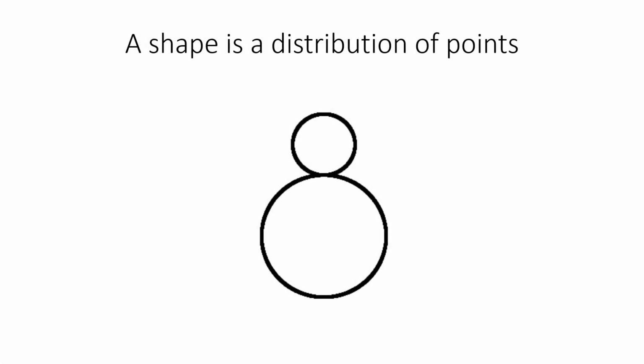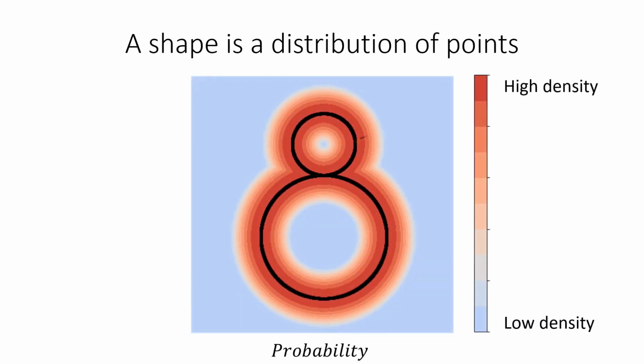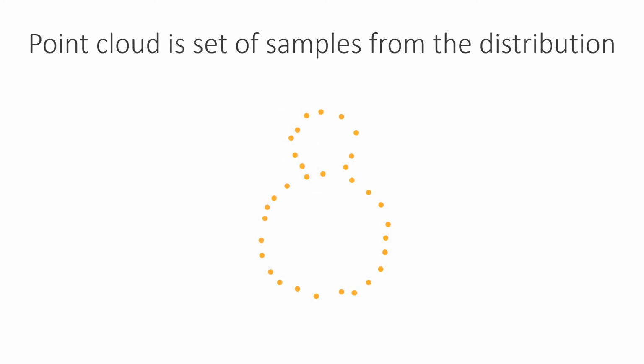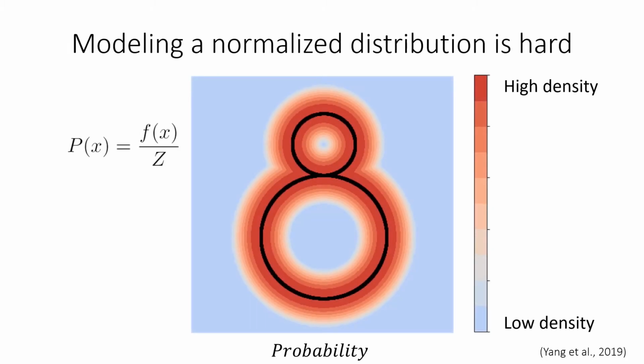We model shapes as a distribution of points, such that points residing on the surface of the shape have high probability and off-surface points have low probability. A cloud of points from the shape's surface can be thought of as a set of samples from this underlying distribution of points. Prior works have modeled a normalized distribution of points, which is difficult to compute and results in prohibitively slow training. Alternative methods, such as scans, can be difficult to train.